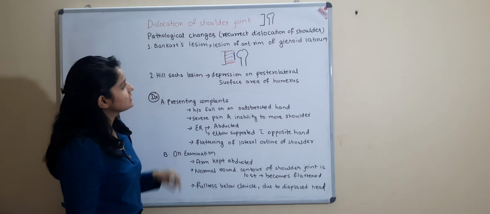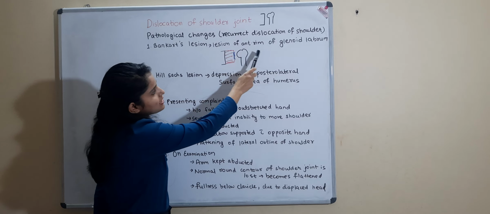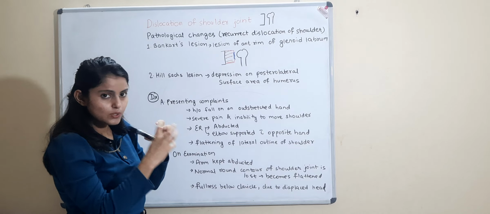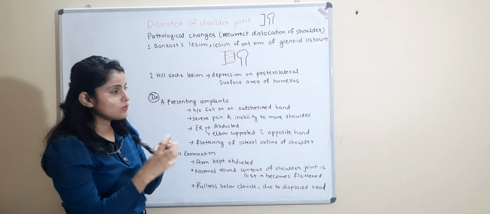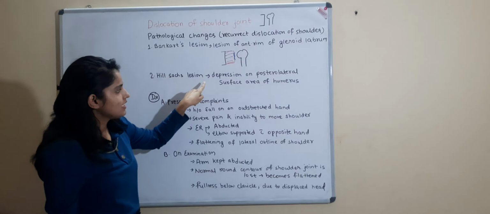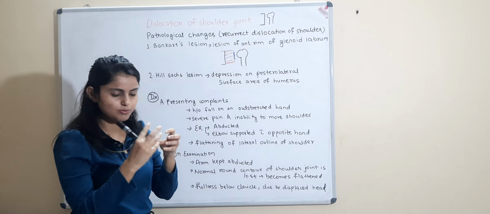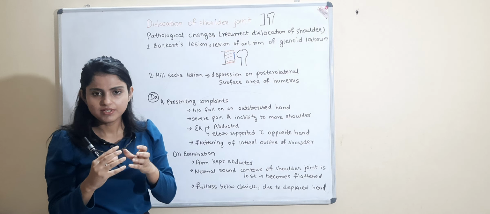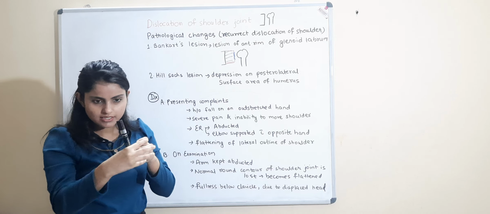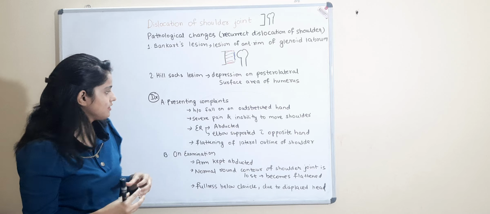Now, pathological changes in recurrent dislocation of the shoulder. Bankard's lesion. Lesion of anterior rim of glenoid labrum. This is the glenoid labrum, and the humerus gets dislocated, and due to recurrent dislocation there will be lesion on the glenoid labrum. And Hill-Sachs lesion. There will be depression on posterolateral surface area of the humerus. Suppose this is humerus and this is the glenoid labrum, and the humerus is dislocated, and due to recurrent dislocation, the posterior surface of the humerus gets depressed.